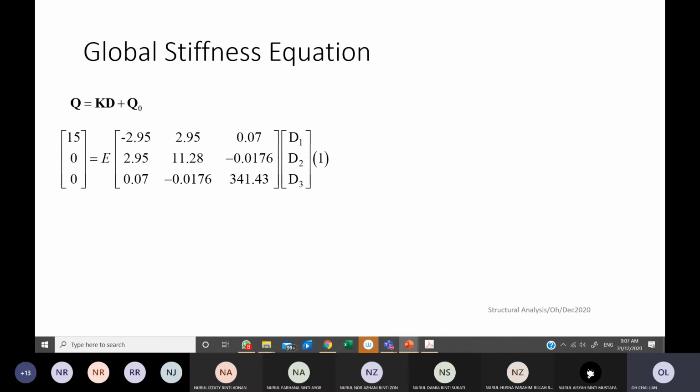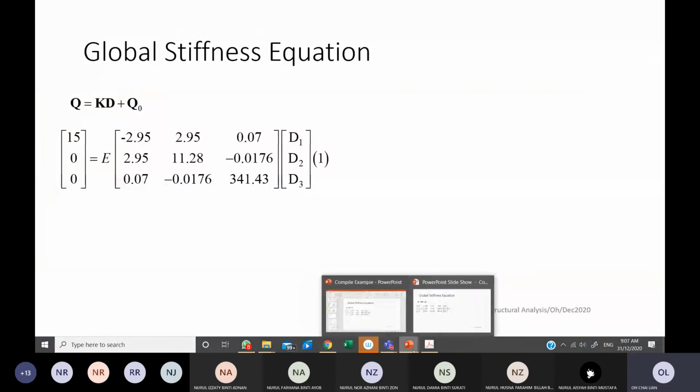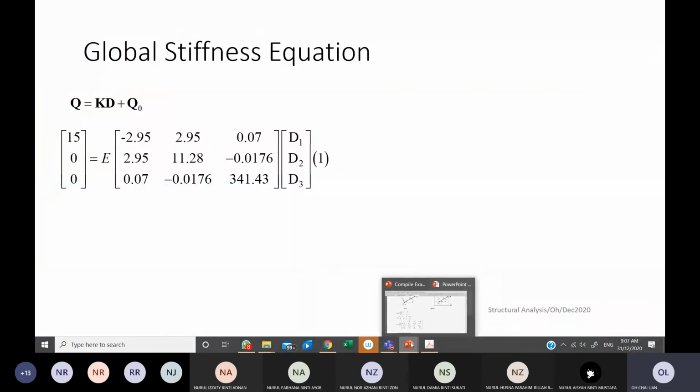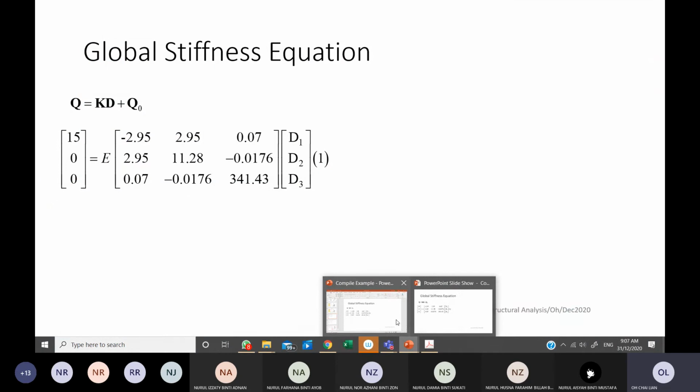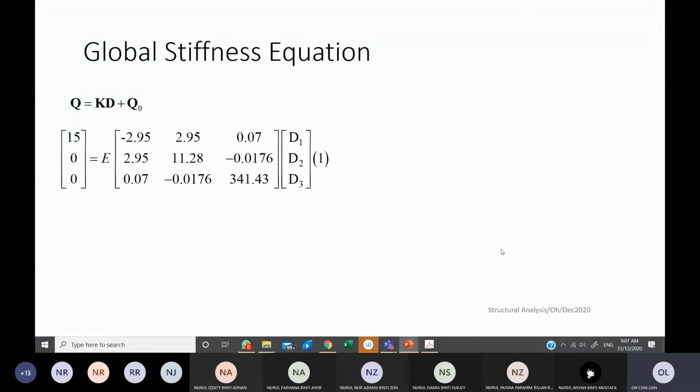Do you know how to use your calculator? Yes, doctor. For those who don't know how to use the calculator, please let me know. You can put it in the WhatsApp chat room, no problem. We will ask your friends to help here. Okay, I will give you 2 minutes to solve D1 to D3. I will show you the answer later.